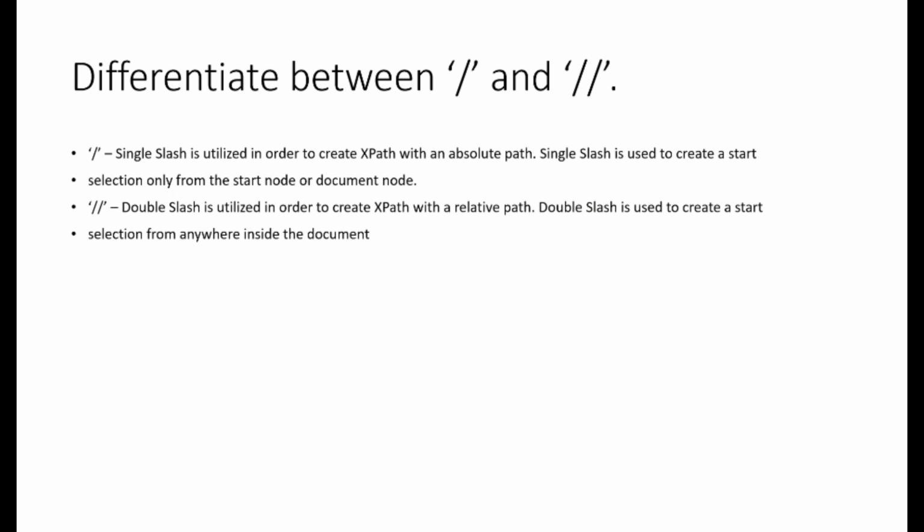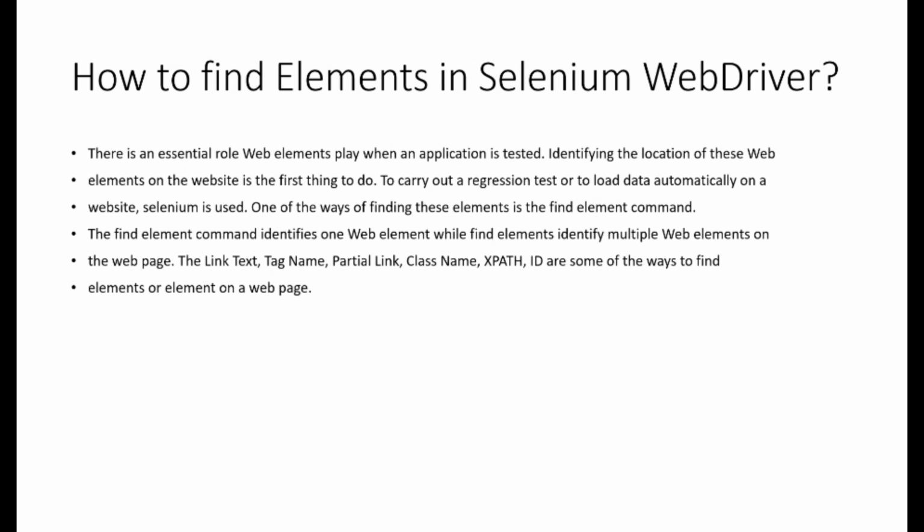Differentiate between single slash and double slash. Single slash is utilized in order to create XPath with an absolute path. Single slash is used to create a start selection only from the start node or document node. Double slash is utilized in order to create XPath with a relative path. Double slash is used to create a start selection from anywhere inside the document.